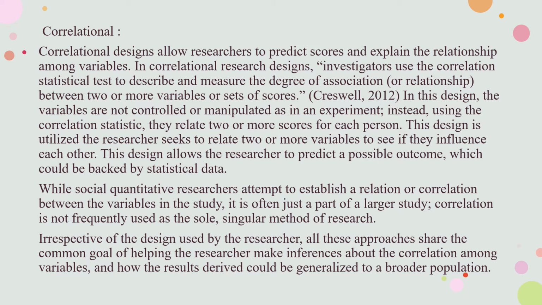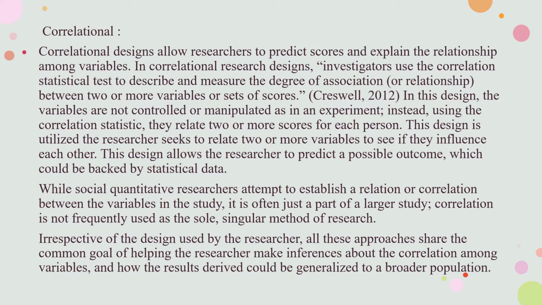Correlational designs allow researchers to predict scores and explain the relationship among variables. In correlational research designs, investigators use the correlation statistical test to describe and measure the degree of association between two or more variables or sets of scores. In this design, the variables are not controlled or manipulated as in an experiment. Instead, using the correlation statistic, they relate two or more scores for each person.